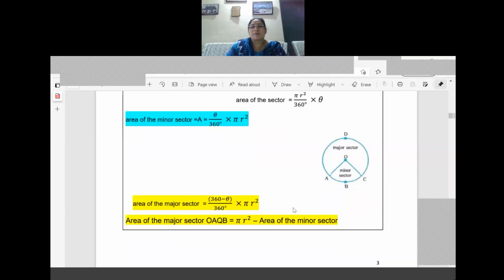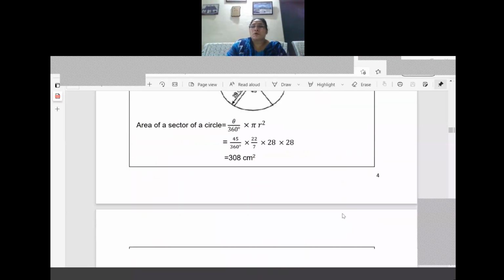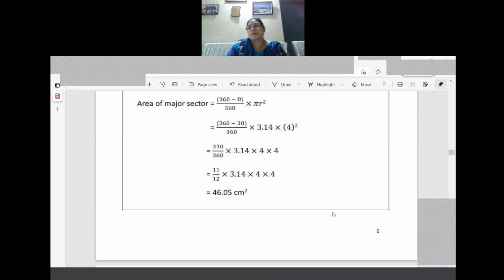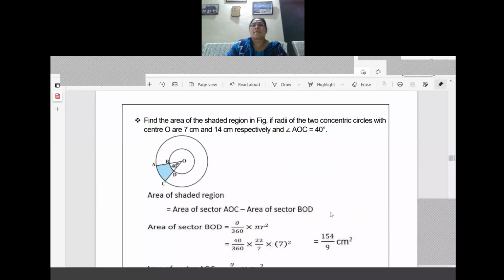One more formula we have studied, that is length of arc. So length of the arc of the circle, L, is equal to theta by 360 into 2 pi r. And we started doing some examples also. So I'll do the next example onwards. I think last class we have done 3 sums. Now the next example is this.